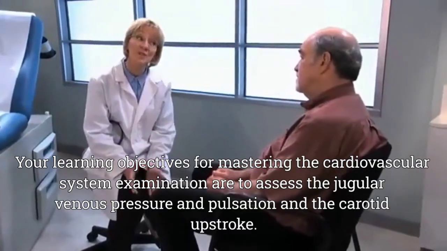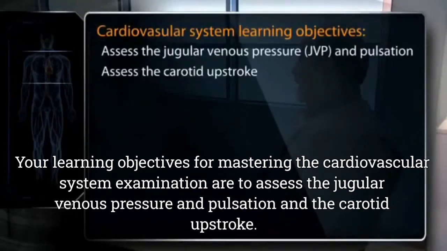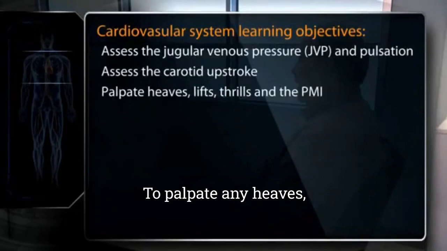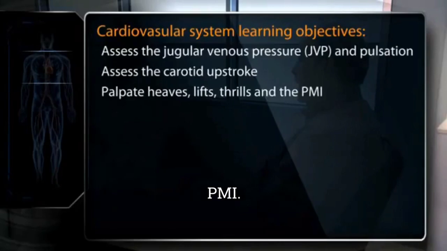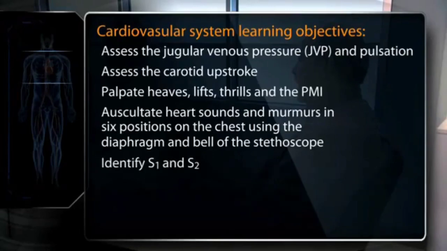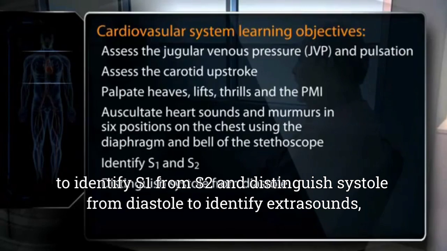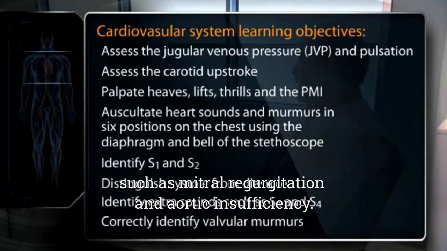Learning objectives for mastering the cardiovascular system examination are to assess the jugular venous pressure and pulsation and the carotid upstroke, to palpate any heaves, lifts, and thrills, to determine the point of maximal impulse, PMI, to auscultate heart sounds and murmurs in 6 positions on the chest wall using the diaphragm and bell of the stethoscope, to identify S1 from S2 and distinguish systole from diastole, to identify extra sounds such as S3 and S4, and to correctly identify valvular murmurs such as mitral regurgitation and aortic insufficiency.